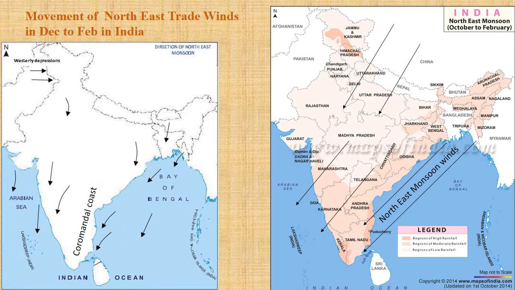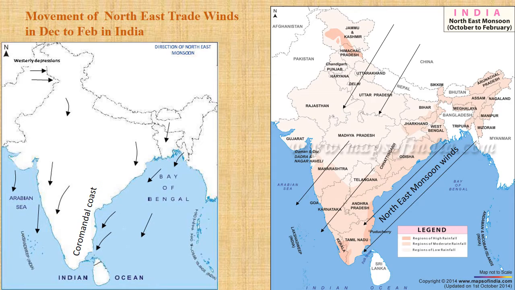But these northeast trade winds do cross the Bay of Bengal. Bay of Bengal lies below the Tropic of Cancer, so the water in the Bay of Bengal remains warm throughout the year. These northeast trade winds are able to pick up moisture from the Bay of Bengal and give heavy rainfall to the Tamil Nadu coast. These winds hit the Tamil Nadu coast perpendicularly, and that's the reason Tamil Nadu receives heavy rainfall from northeast monsoon winds.